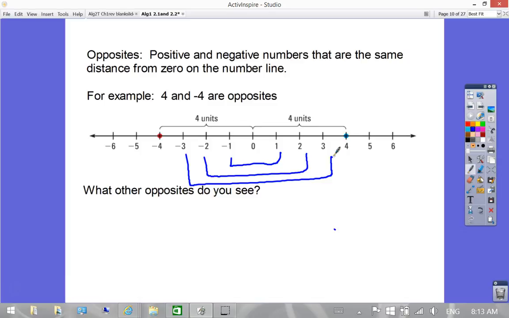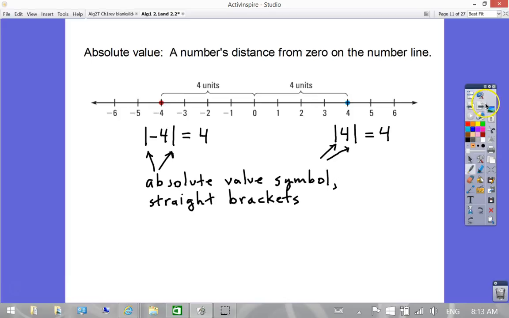Now, it seems like a silly concept in a way, but we're going to use it now to define another concept which is not a silly concept, called absolute value. The absolute value of a number is the number's distance from 0 on the number line. So if I go back to that same graph, what was the distance from -4 to 0? +4. And what was the distance from +4 to 0? 4. In either case, it was 4.